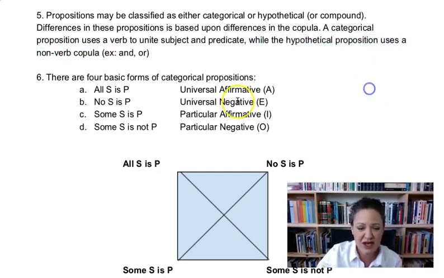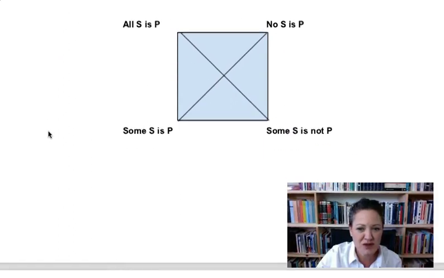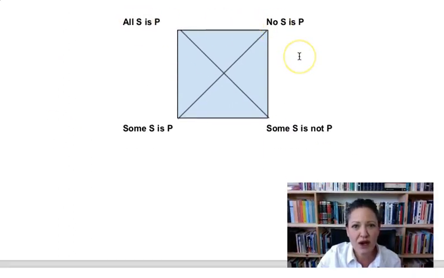So here's a tool that we're going to learn. I'll put it up first so you can see it. This is called the square of opposition. I introduced it to you earlier, but now we get to see what it's used for and how we can use the square to determine whether a statement is true or false or doubtful.